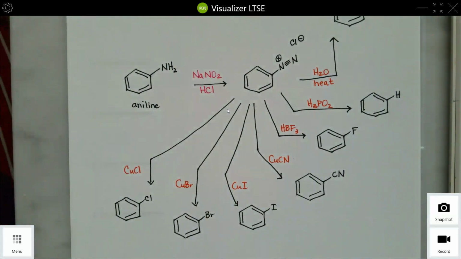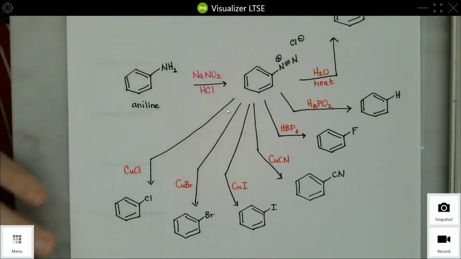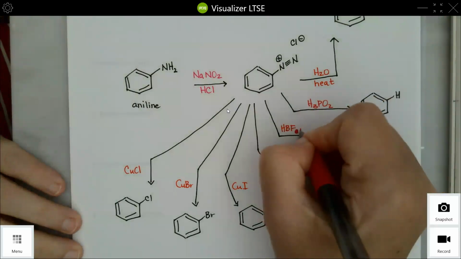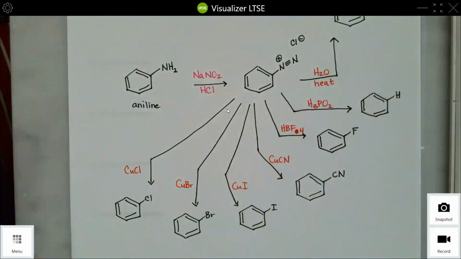And then let me just look something up really quickly. I may have forgotten here. So I think I could have gotten one of the reagents wrong here. Oh yes, okay, that's what I thought. It's HBF4, sorry about that. Okay.